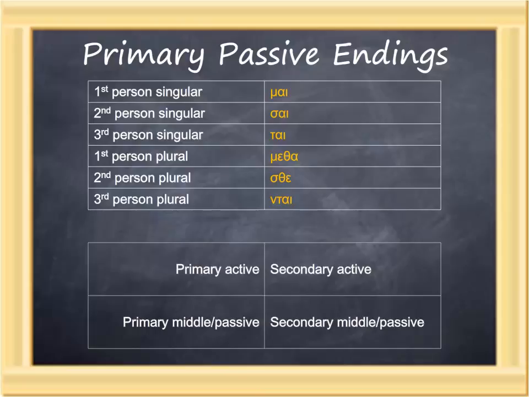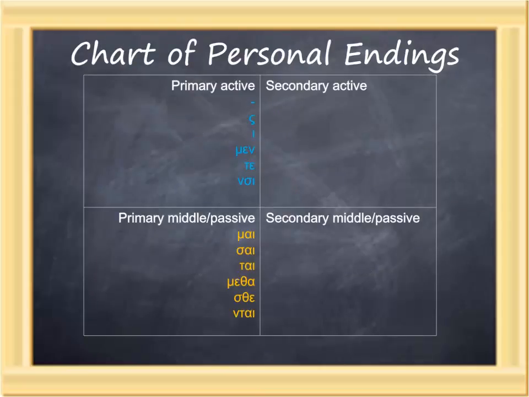As with the primary active set, this set must also be memorized. It's one of 4 sets. Once we have them learned, we have all that we need for the indicative verb. To help you envision the chart of personal endings, with today's lesson, we now have half of the personal endings memorized. So committing this sequence to memory is important: mai, sai, tai, metha, sthe, ntai.